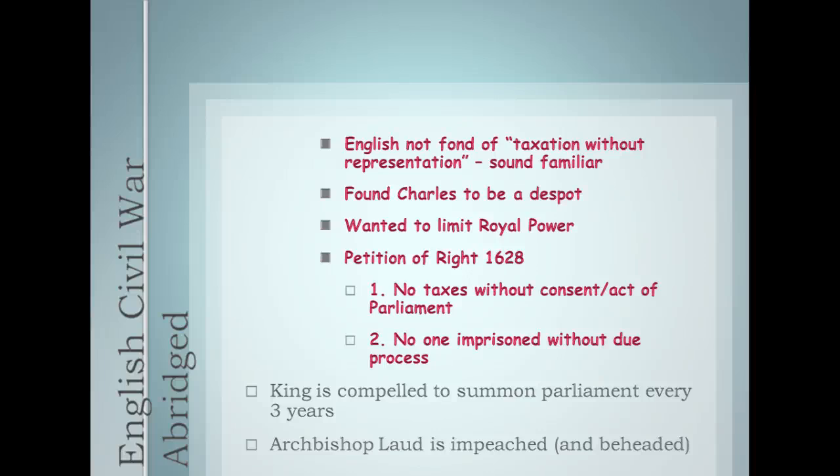Here's just a short, quick walkthrough of the English Civil War. Make sure that you know the Petition of Right and the two things that it gives: no taxes without the consent of Parliament, and no one can be imprisoned without due process of law. There's a reason why these sound like the basis for our own legal system in the Bill of Rights, because they flat out are. The limit on royal power is a big deal. The king is compelled to summon Parliament every 3 years. Whether he calls them or not, they have to meet, because again, the people should be represented by the House of Lords and the House of Commons.